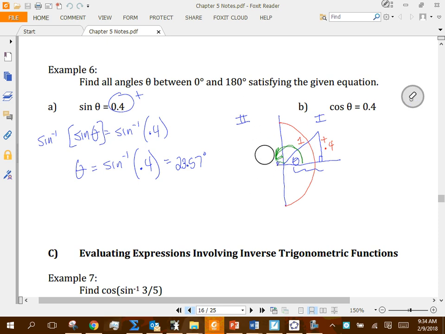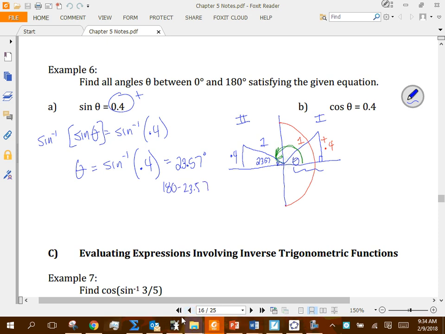So I'm going to draw it this way. If that's 0.4, that's 1. Theta, we know over in the first quadrant is 23.57, right? That means this angle here in this triangle is 23.57. But if I want this green angle, that's the theta I'm looking for. Okay? How do I find that angle? How do I find that green angle? 180 minus 23.57 will give me my other angle.